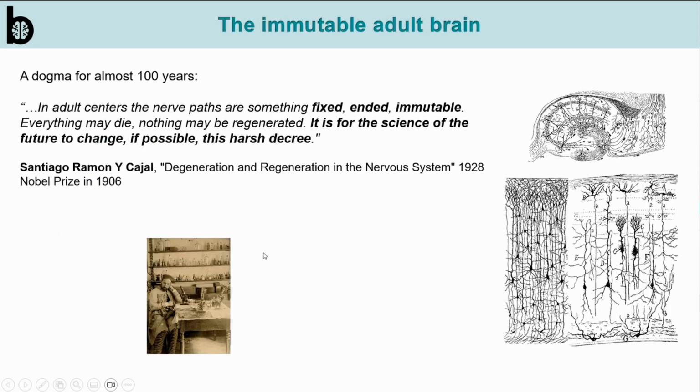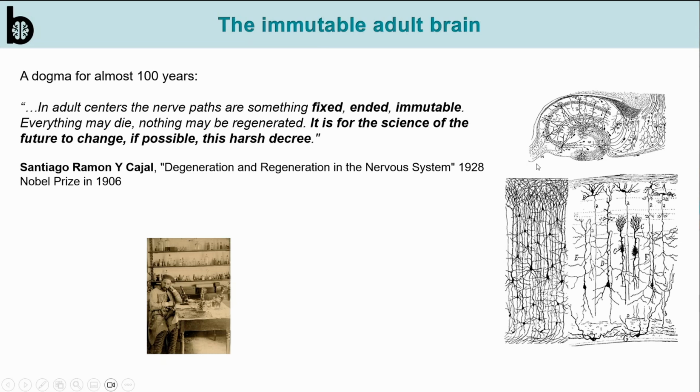So the immutable adult brain was a dogma for almost 100 years. And this started with Santiago Ramon y Cajal. So probably the people from Spain, you all know him. The people that are not from Spain, you should also know his works. Santiago Ramon y Cajal is considered the father of neurobiology, and he did this amazing drawing.